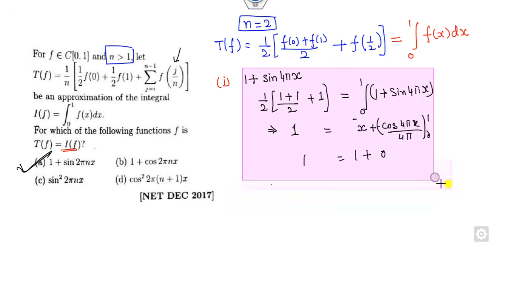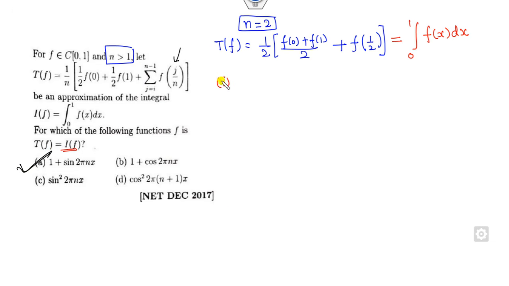We can do for the second option. When you take 1 plus cos 2 pi nx, what is that? It is half. Cos 0 is 1. So 1 plus 1 is 2. F of 1, cos of 2 n pi. n is 2, so I can write this as 4 pi x. So cos 0 is 1. So 1 plus 1, 2. F of 1 is 1 plus 1, 2.